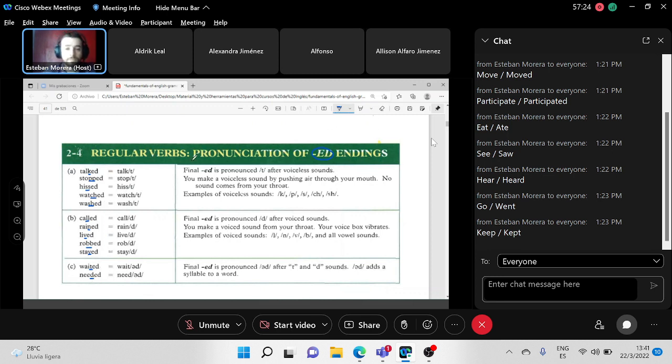Now, so final ED is pronounced /t/ after voiceless sounds. What are voiceless sounds? Voiceless sounds are sounds that don't have any vibration. They don't vibrate. When you pronounce them, they don't have any vibration. They are called voiceless sounds. So final ED is pronounced /t/ after voiceless sounds. What are some examples of voiceless sounds?